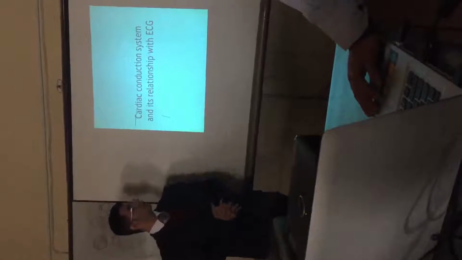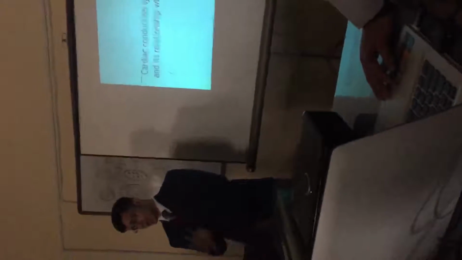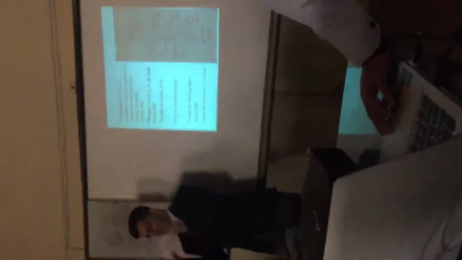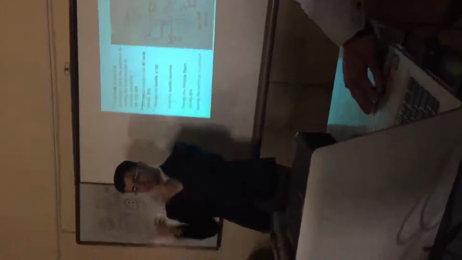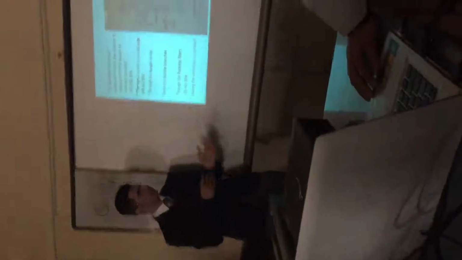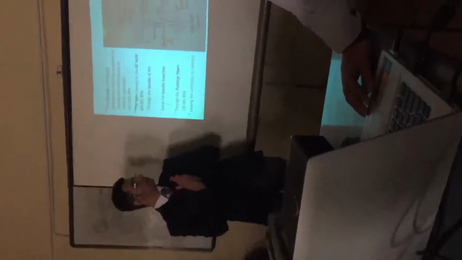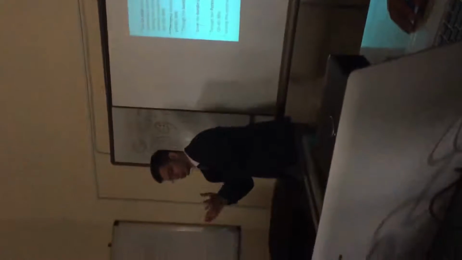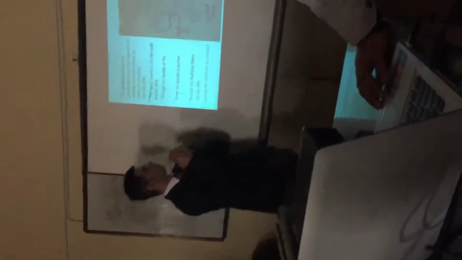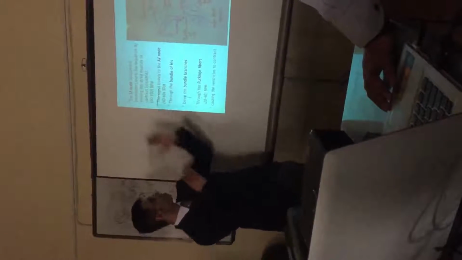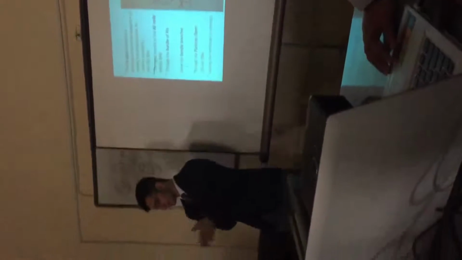Then we're going to go to the cardiac conduction system and its relationship with ECG. As we know, the heart has four chambers: the right and left atria, and the right and left ventricles. The contraction of the heart needs a shock. Where does this shock begin? The shock begins in the SA node, the sinoatrial node, in the right atrium, as you see here.